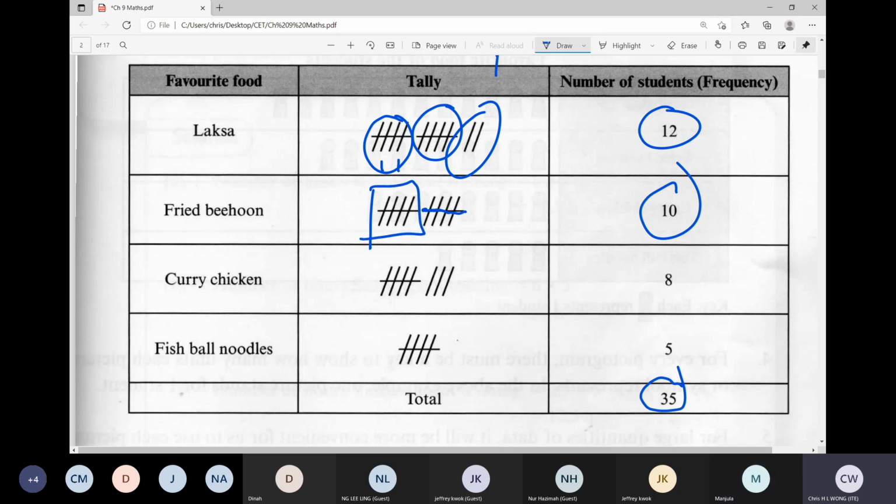Mr. Wong? Yeah. Does it mean how many students are taking the laksa, how many students are taking the fried bean? Oh yeah, that's right. How many people are taking laksa? How many people are taking fried? Okay.